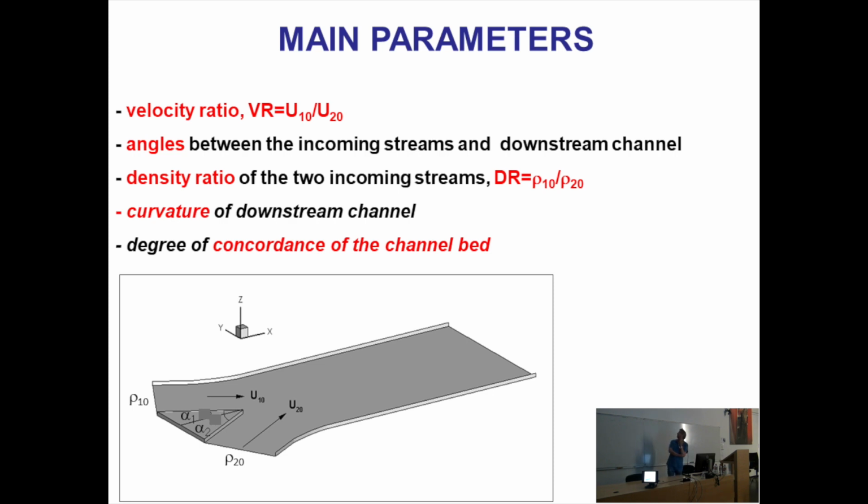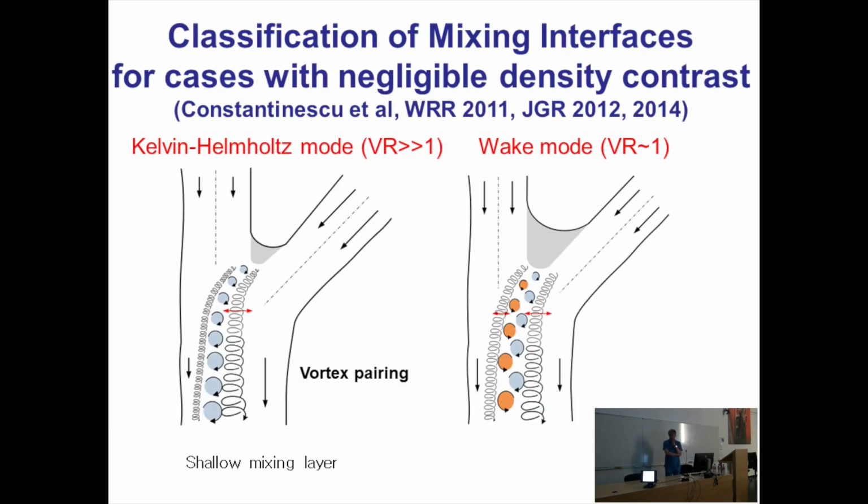Then two other factors which are quite important, but which I'm not going to discuss in this talk, are the curvature of the downstream channel and the degree of concordance of the bed. In many cases, when a small tributary joins a large river, the flow depth in the tributary is much smaller than the flow depth in the main stream, and this also induces generation of large-scale turbulence and modifies the mixing.